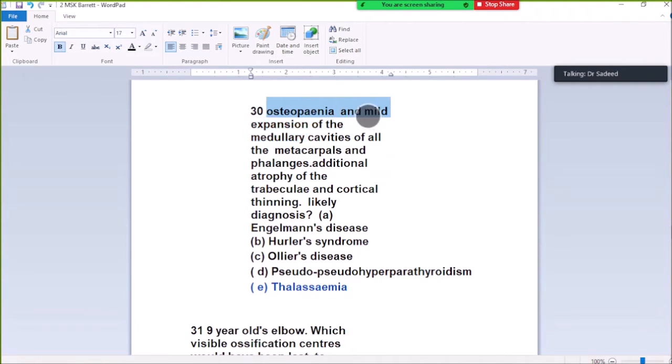30. Osteopenia and mild expansion of the medullary cavities of the metacarpals and phalanges, with atrophy of trabecular and cortical thinning. The diagnosis is thalassemia, as there will be extramedullary hematopoiesis in thalassemia. Also there will be osteopenia and expansion of the medullary cavities of all the metacarpals and phalanges. So this shows extramedullary hematopoiesis, and there is atrophy of the trabecular and cortical thinning. So the diagnosis is thalassemia. Other options don't make any sense.